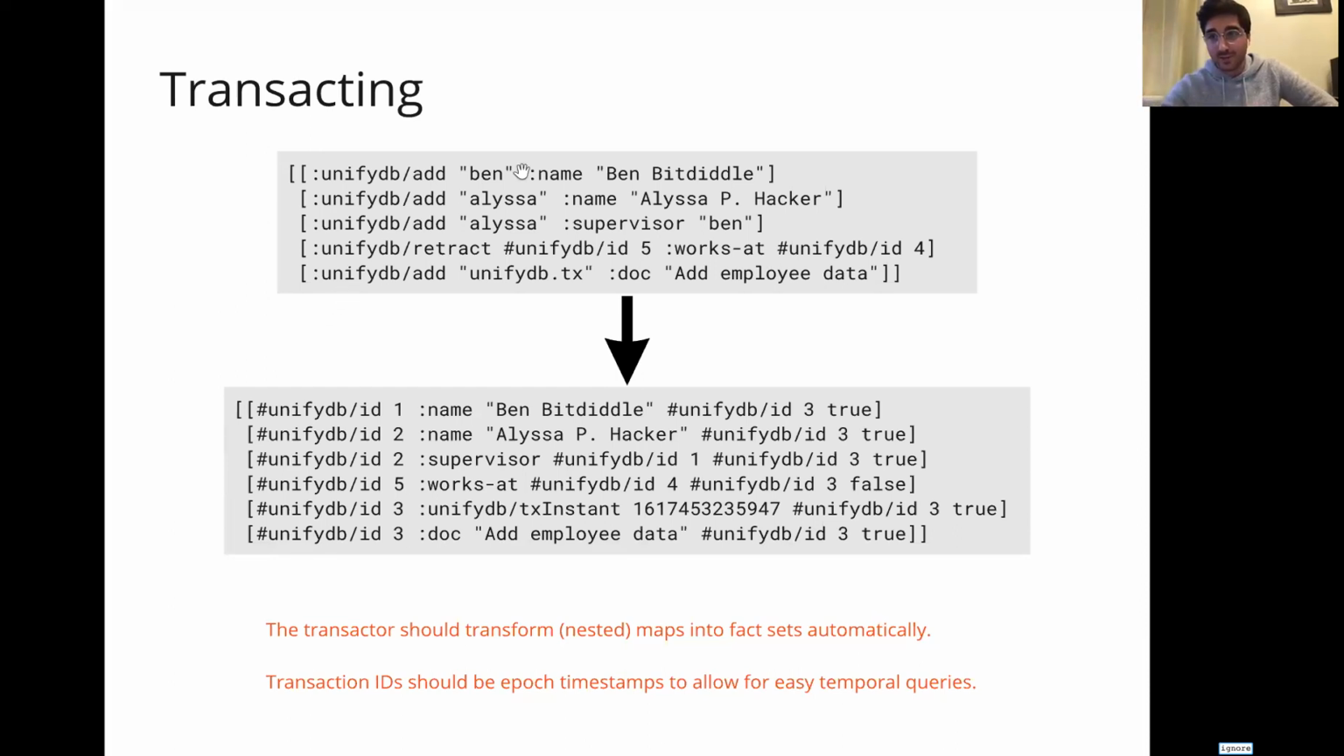A couple of other interesting things about the transactor. There is a magical temporary ID called unifyDB.tx, which is always going to resolve to the ID of the transaction that you're about to create. So you can add metadata to transactions, right? In this case, we're adding some metadata to this transaction called a doc that says add employee data. This is really useful if you're trying to create an audit log for stuff that you're putting in.